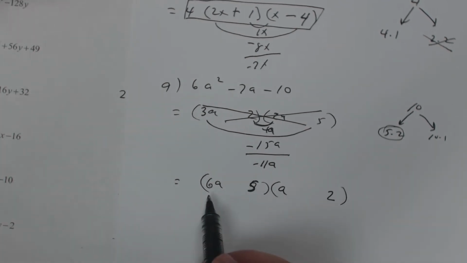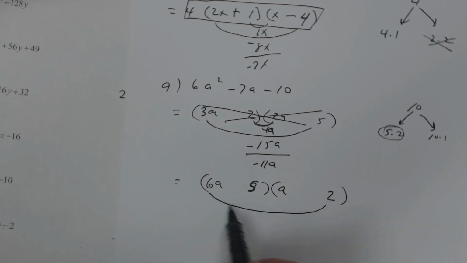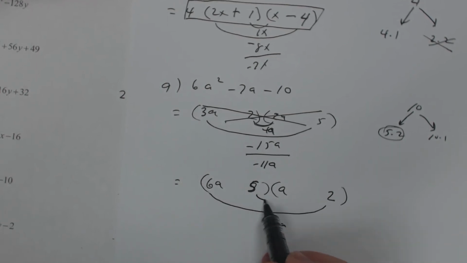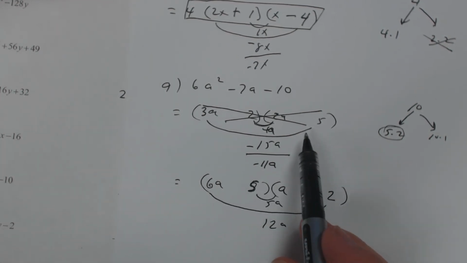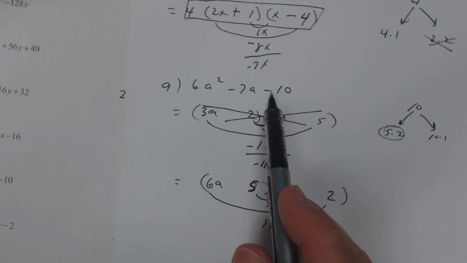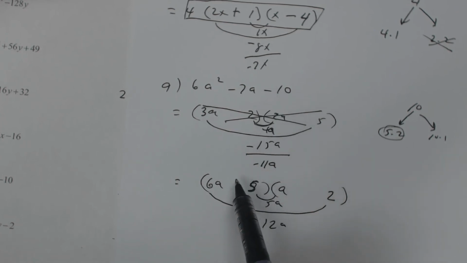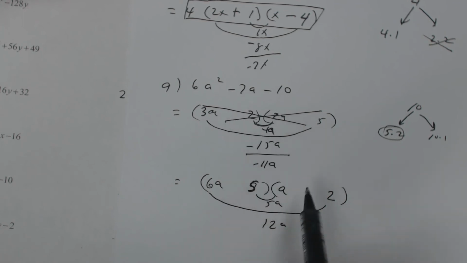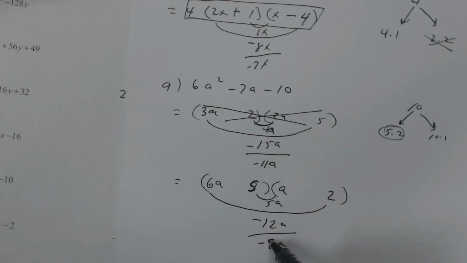And again, let's check. Look at the outer. So far I have a 12a and a 5a. So 6a times 2 is 12a. 5 times a is 5a. And remember, the last sign's negative. Always remember your sign rules. The last sign's negative. That means these signs in here are different. So the larger of these will take the middle sign. So that means 12a is negative, and 5a is positive. And when you add them up, you are going to get a negative 7a, which is what you wanted.